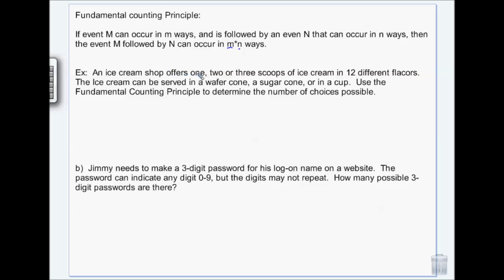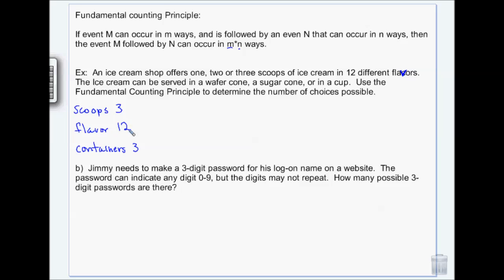So if we have an ice cream shop that offers 1, 2, or 3 scoops of ice cream, that's 3 possibilities for scoops, right? This is supposed to say flavors. There's 12 flavors. And then we can have a wafer cone, a sugar cone, or a cup. So that's 3 containers, right? Those are our choices. Now to find out how many total possible choices of ice cream there are.